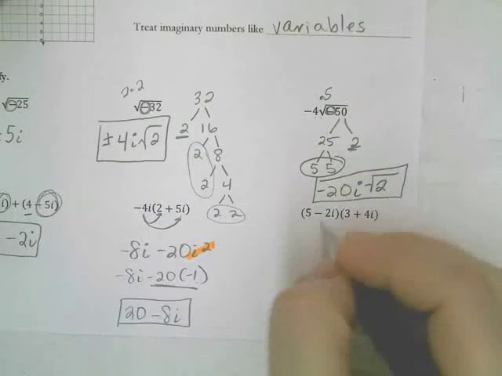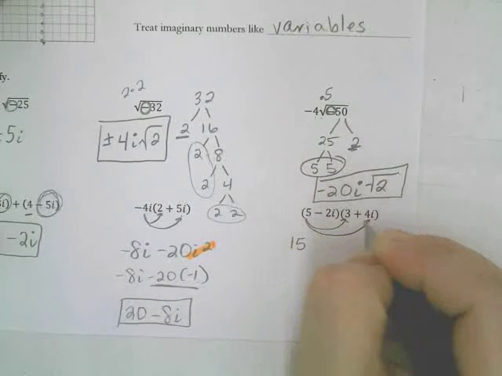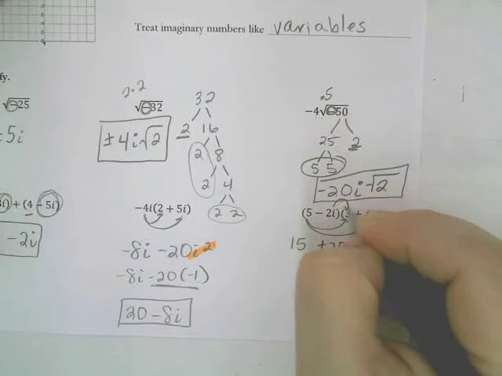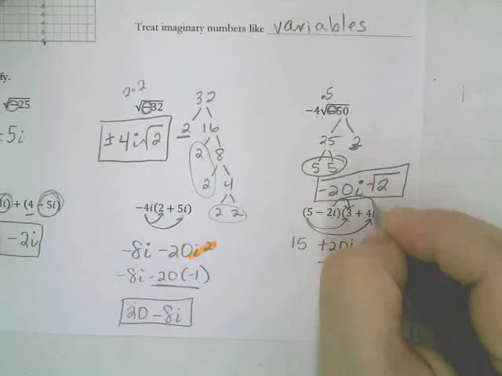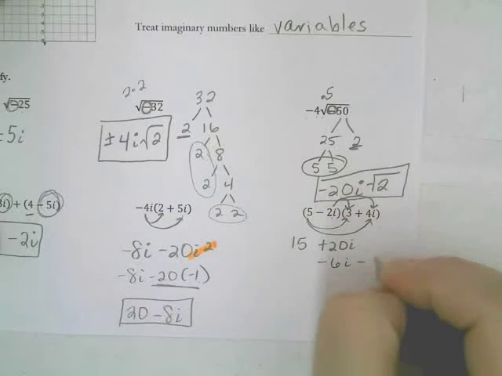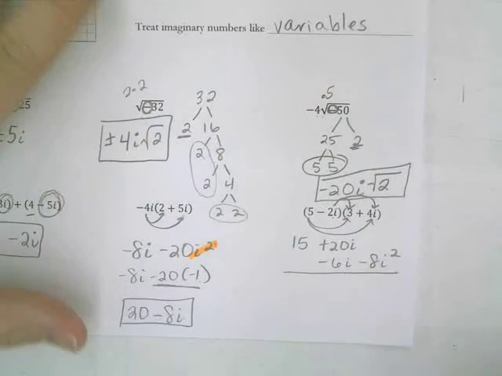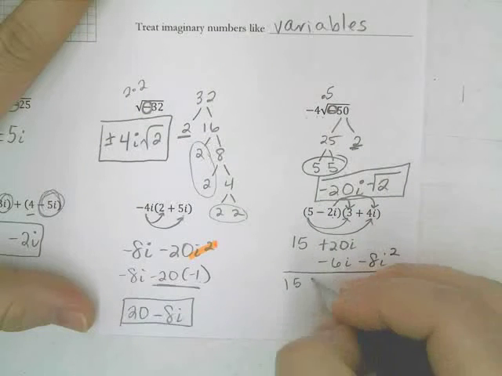So 5 times 3 is 15. 5 times 4 is 20i. Now I go to my next number. Negative 2 times 3 is negative 6i. Negative 2 times positive 4 is negative 8i squared. I get that i squared. So I bring down my 15. 20 minus 6 is a positive 14i.